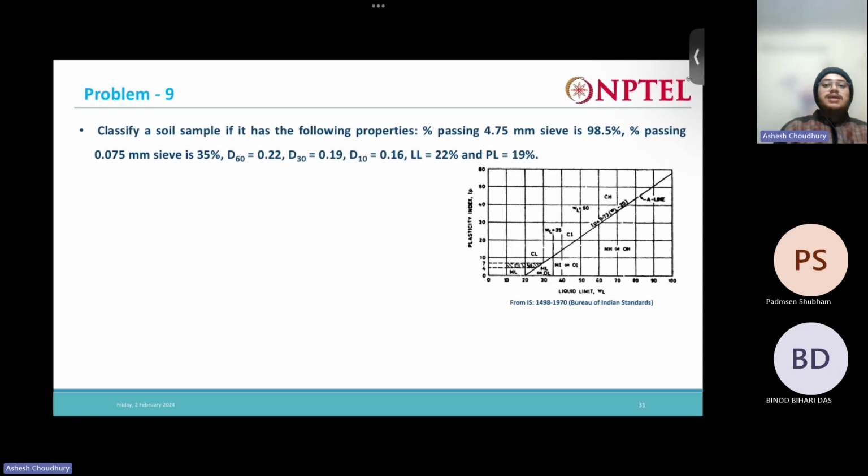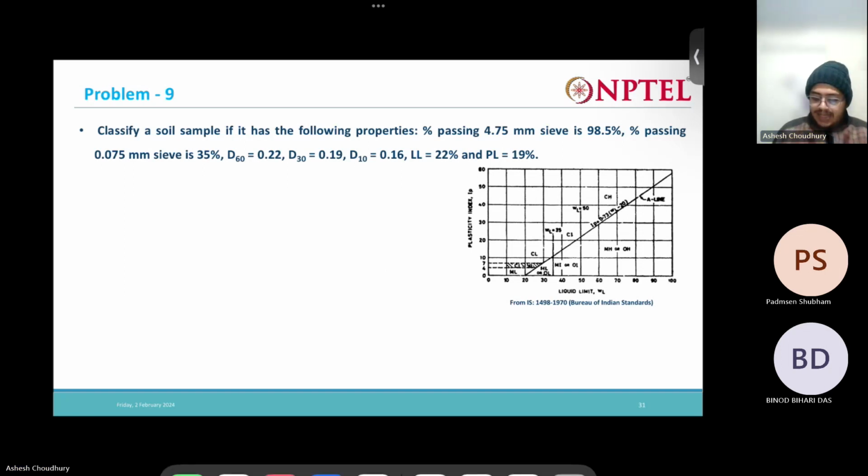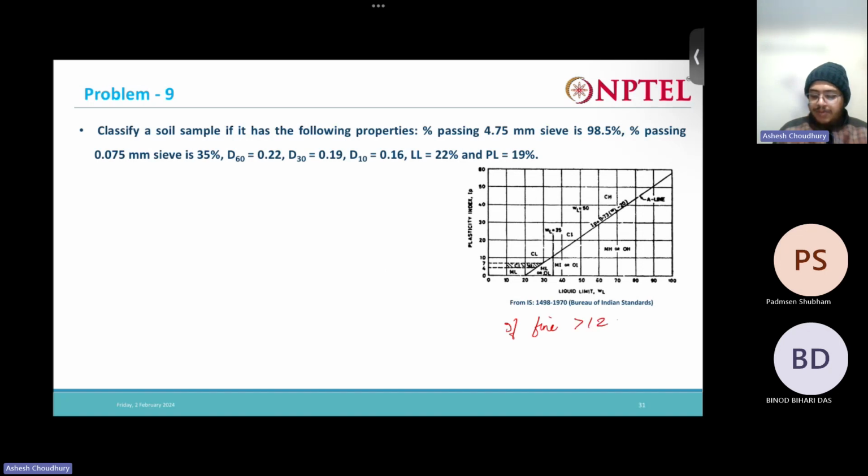You are asking in which case you have to find Cu or Cc. Just listen to me clearly. If the fine fraction is greater than 12%, we will find the plasticity index to get C or M. If the fine fraction is less than 5%, we use Cu or Cc to decide whether it is well graded or poorly graded. If it is between 5 to 12%, we have to use dual symbols, dual classification.